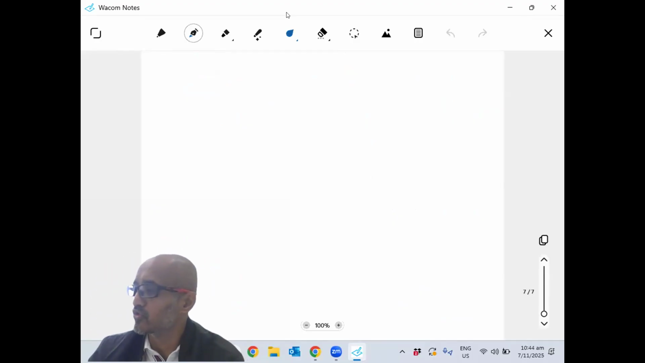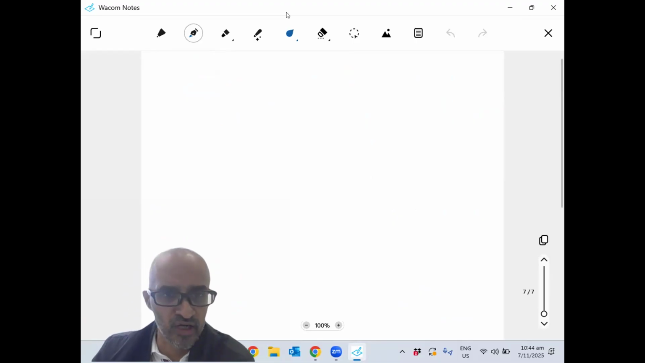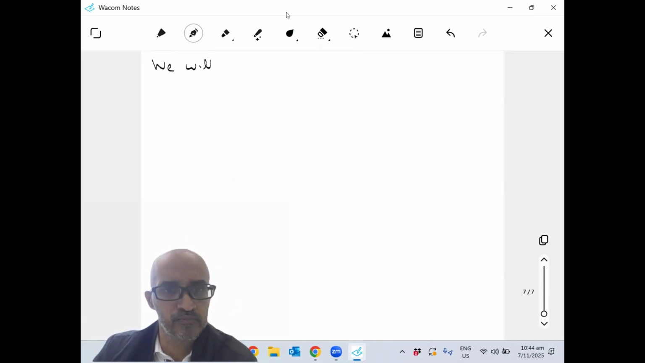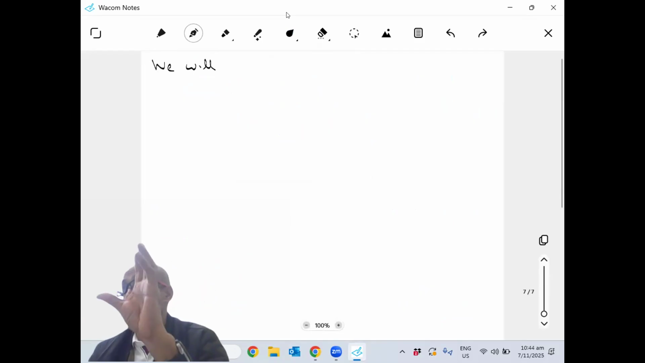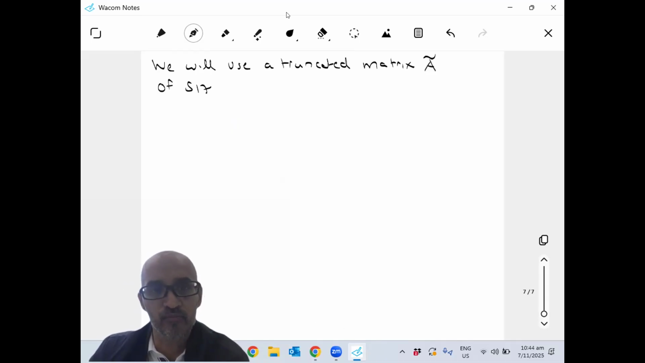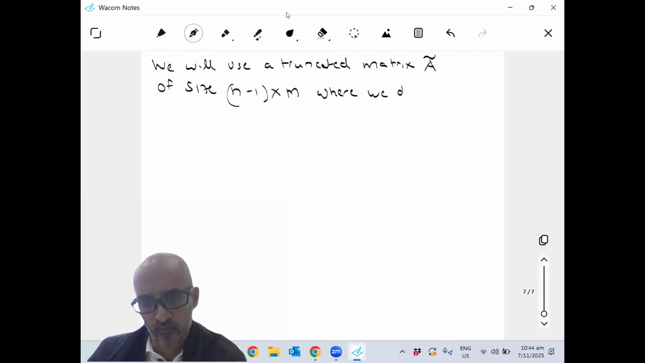So we will define, and this is only for the development of the simplex method, a truncated matrix. I'm going to call this A tilde, of size n minus 1 by m, where we drop one row of A.